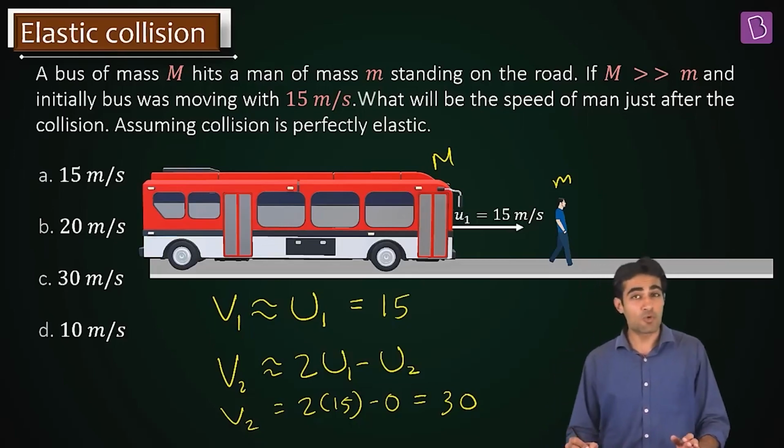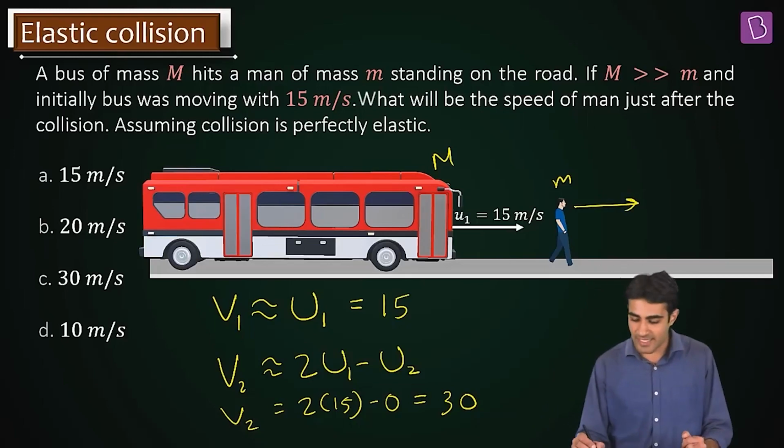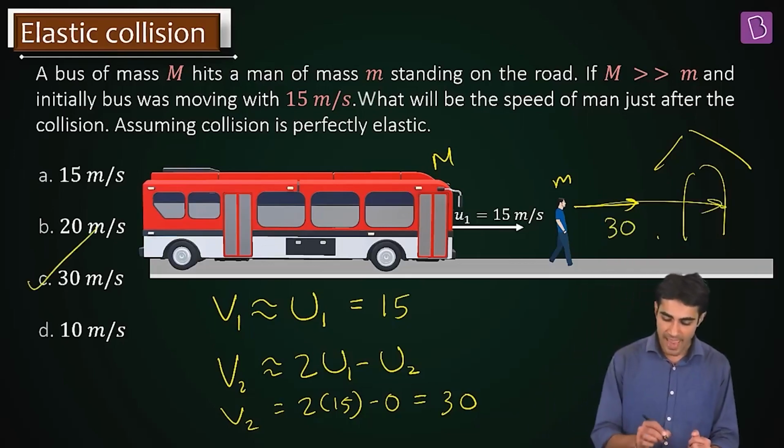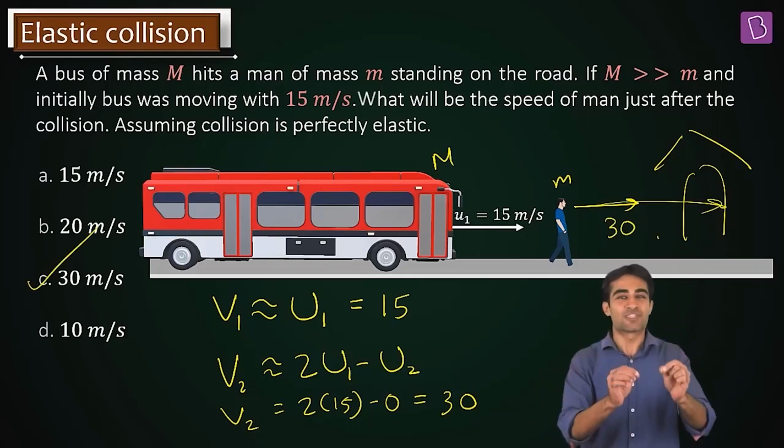So what was asked in the question? The final velocity of the man. And we can see, let's draw a hospital for this man. So this man will fly straight into the hospital with a velocity of 30 meters per second. And option C is the right answer for our question.